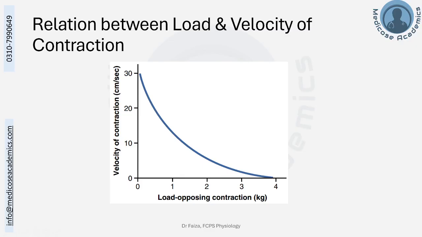Next is the load velocity relationship. It's quite simple. The more the load the muscle is trying to lift, the less will be the velocity of contraction. The less the load, the more the velocity. Again, it's not a straight line relationship, but still a simplistic relationship. The more the load, the less the velocity of contraction.